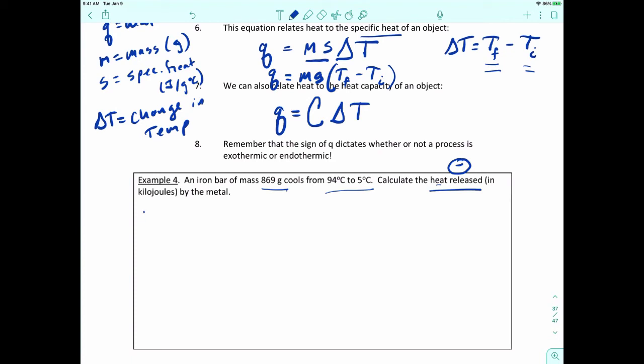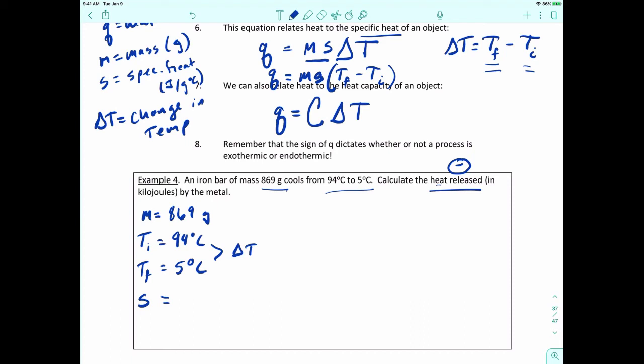Now you're also told the mass. So let's write down what we know. Mass is 869 grams. The initial temperature is going to be 94 degrees Celsius. The final temperature is 5 degrees Celsius. Okay, so from those, we can calculate delta T. And then we know mass. We know the final and the initial temperatures. The only thing that we need is to find the specific heat.